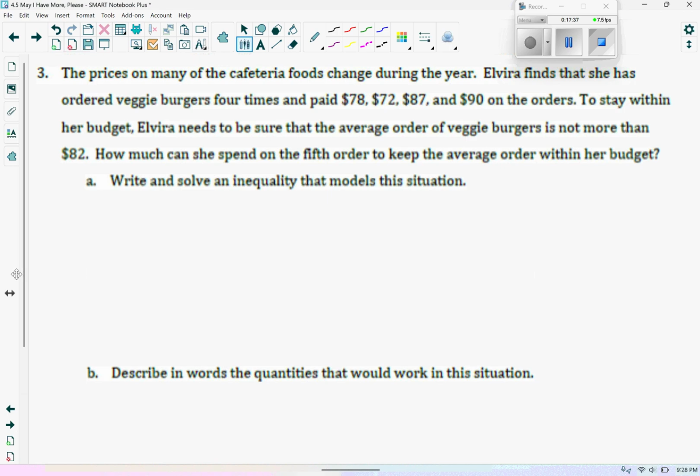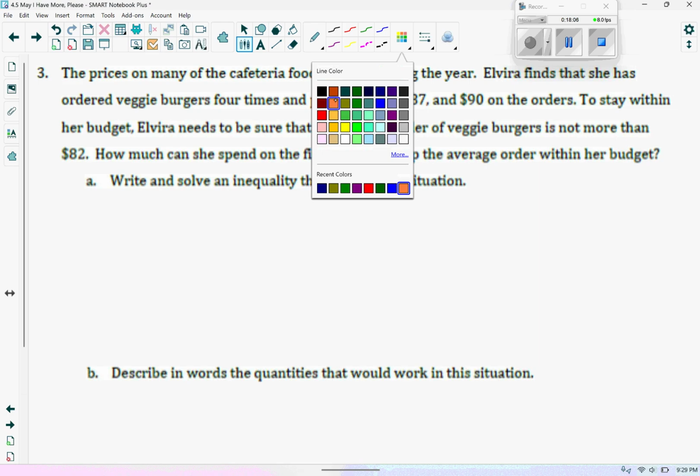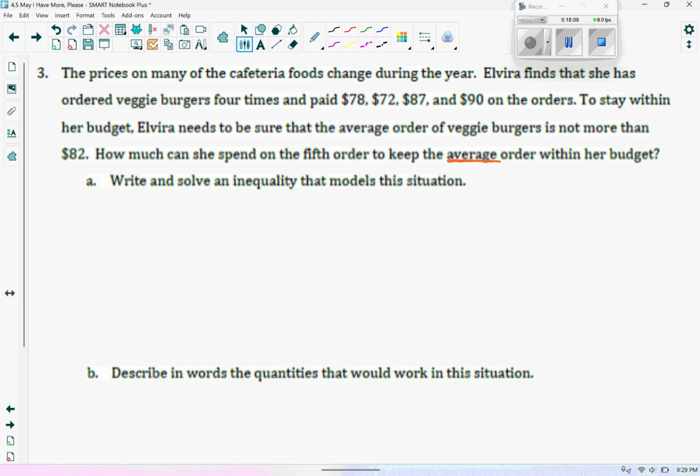All right. The prices on many of the cafeteria foods change during the year. Elvira finds that she has ordered veggie burgers 4 times and paid $78, $72, $87, and $90 on the orders. To stay within our budget, Elvira needs to be sure that the average order of veggie burgers is not more than $82. How much can she spend on the 5th order to keep the average order within her budget? Now, notice that it uses the word average right here. Average is when you add up numbers and then you divide by how many numbers you have, right? You guys have learned that before already.